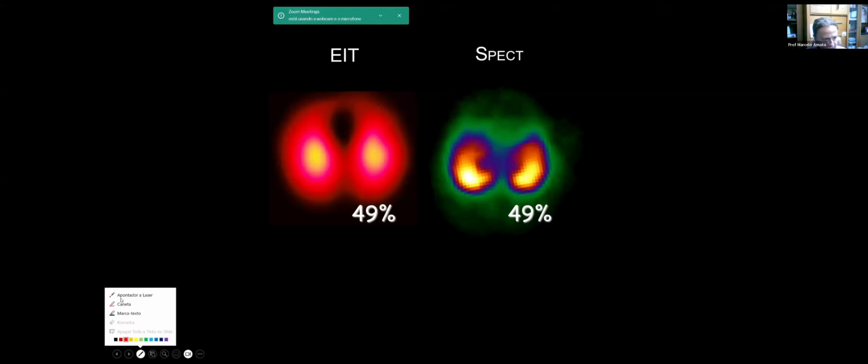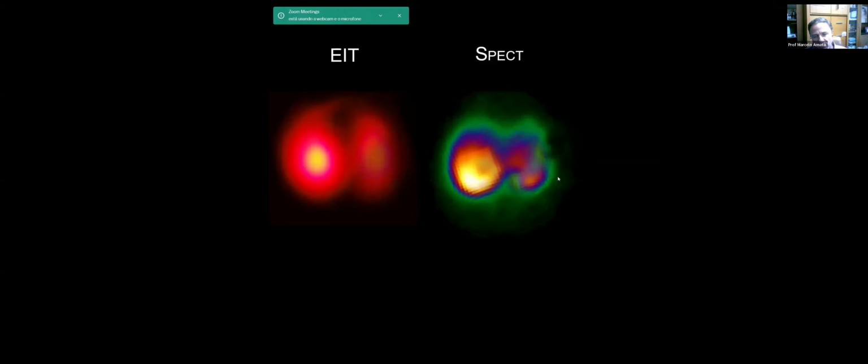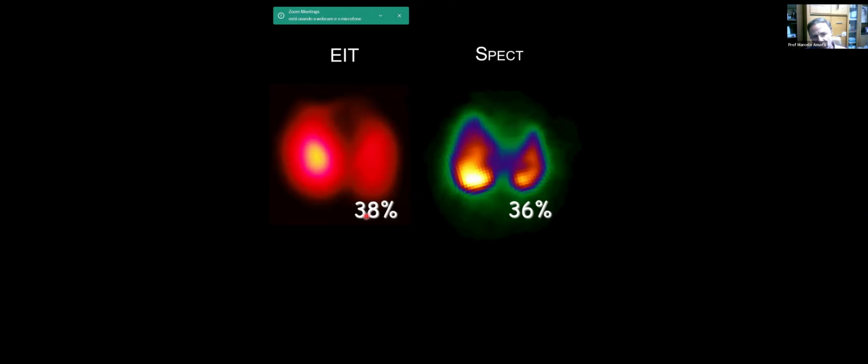Then we performed a selective intubation with hypoxic vasoconstriction. Then the perfusion in the left lung decreased, as shown in both methods with a good agreement. And finally, we gave nitroprusside, which works as a blocker of hypoxic pulmonary vasoconstriction. And then the perfusion got back not exactly to normal, but almost normal values, despite the fact that this lung remained atelectatic and hypoxic.